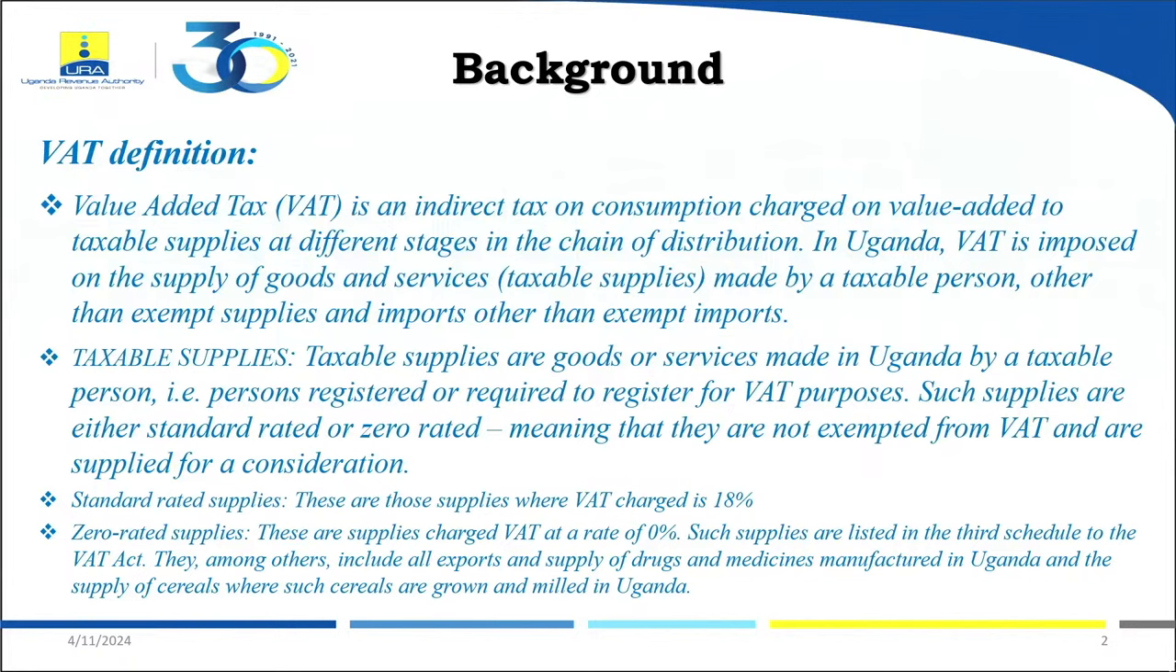The tax rates that we have for VAT: we have standard rated supplies, and those are the supplies that are charged 18%. And then we have the zero rated supplies, where we charge 0%. So it is not that every time you hear VAT, we are charging. There is where VAT is 0%, and then there is where it is 18%. And 0% is mostly on agricultural supplies and medical pharmacy supplies. So if you go and buy a hoe from a hardware, they won't charge you VAT because the hoe is zero rated. And then when you go and buy bread from a supermarket, you'll find that it has VAT.